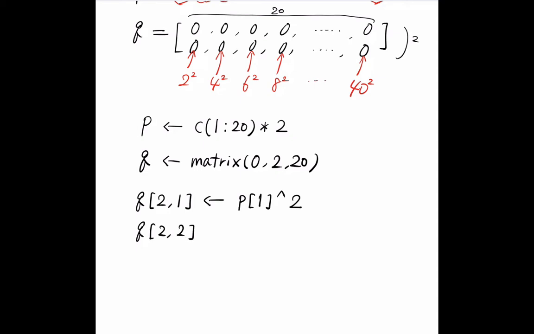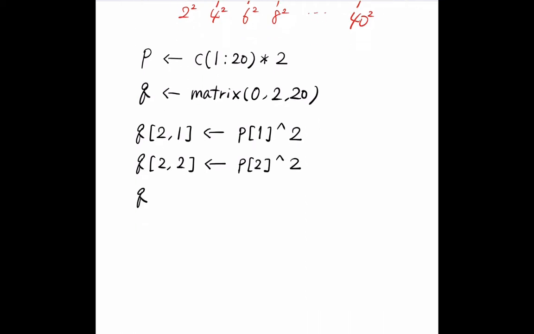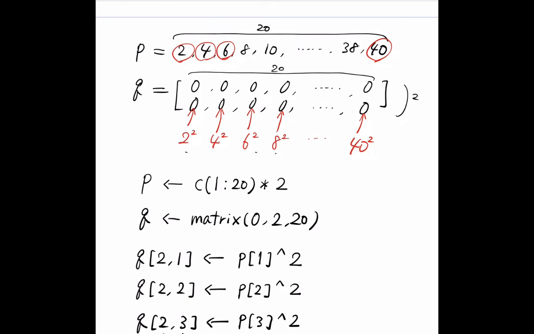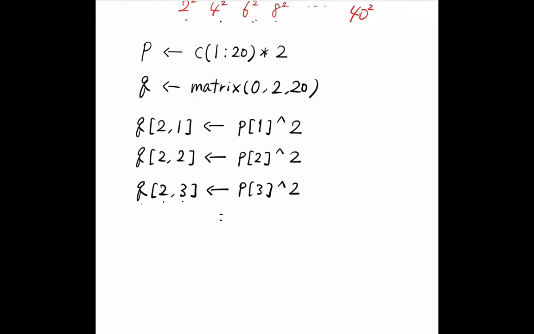Replace the second element of the second row of Q by the second element of P squared. Replace the third element of the second row of Q by the third element of P squared. So that's what I want to do here. All the way up to the 20th column of the second row of Q replaced by the 20th element of P squared.